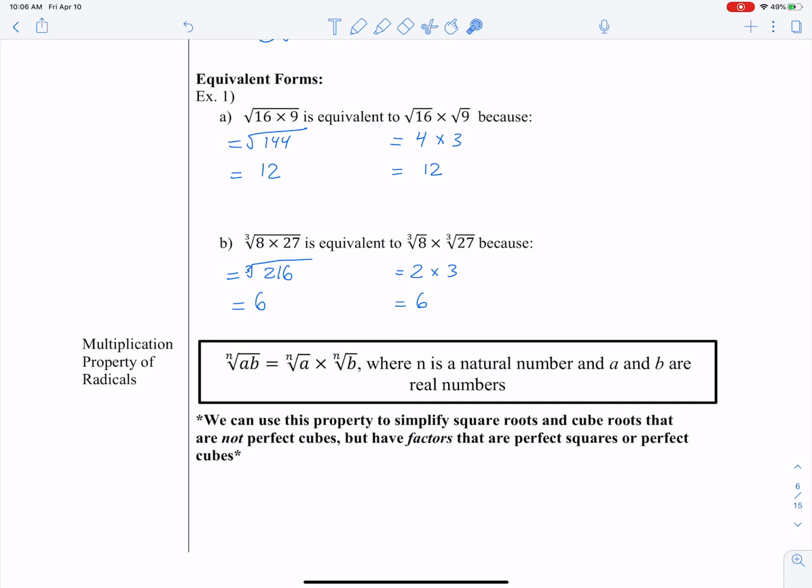This is saying anytime you have two numbers under a radical sign, A and B, the letters A and B represent any numbers. For example, 16 and 9. In this case, 16 would be your A, 9 would be your B. Or it could be the 8 and the 27, so 8 would be your A and 27 would be your B, whatever the two numbers are. So any two numbers under a radical sign are the same as if you split those numbers up and gave them each their own radical sign, as long as the n, the index, is the same for all of them.